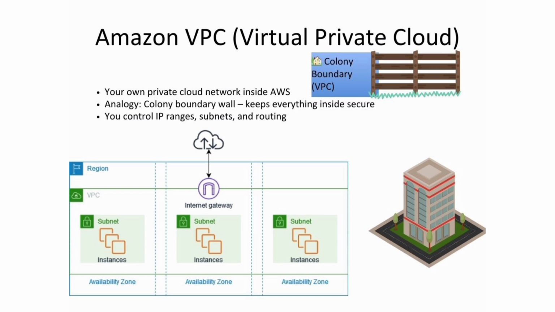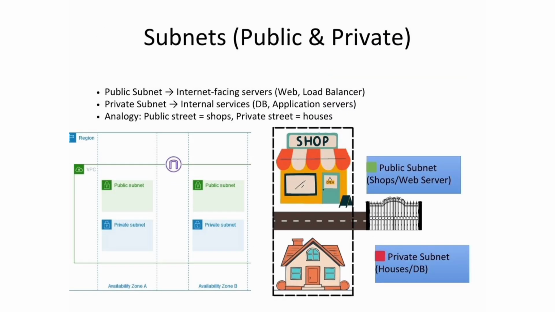Inside this colony, you can decide where to place a house, or if you want parks or shops, just like you decide subnets inside a VPC. So talking about subnets, what is a subnet? First of all, a subnet is a smaller section of the VPC network where you keep related resources. Subnets can be public, which means it is accessible through the internet, or private, which means only internal applications can be used without access to the internet.